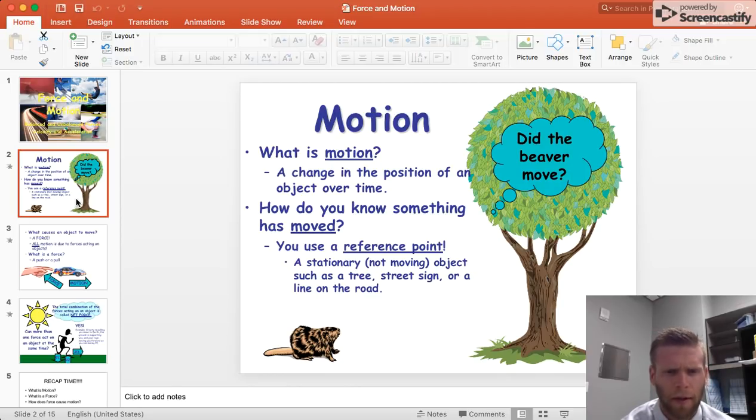So then how do you know if something has moved? You use a reference point. So for instance, a stationary, not moving object such as a tree or a street sign or a line on the road, that would be a reference point. So then if you have a reference point, you look to see if something moved in relation to that reference point.